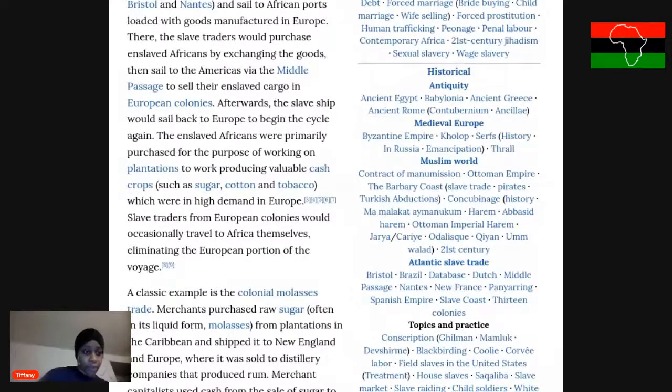The enslaved Africans were primarily purchased for the purpose of working on plantations, producing valuable cash crops such as sugar, cotton, and tobacco, which were in high demand in Europe. Slave traders from European colonies would occasionally travel to Africa themselves, eliminating the European portion of the voyage.